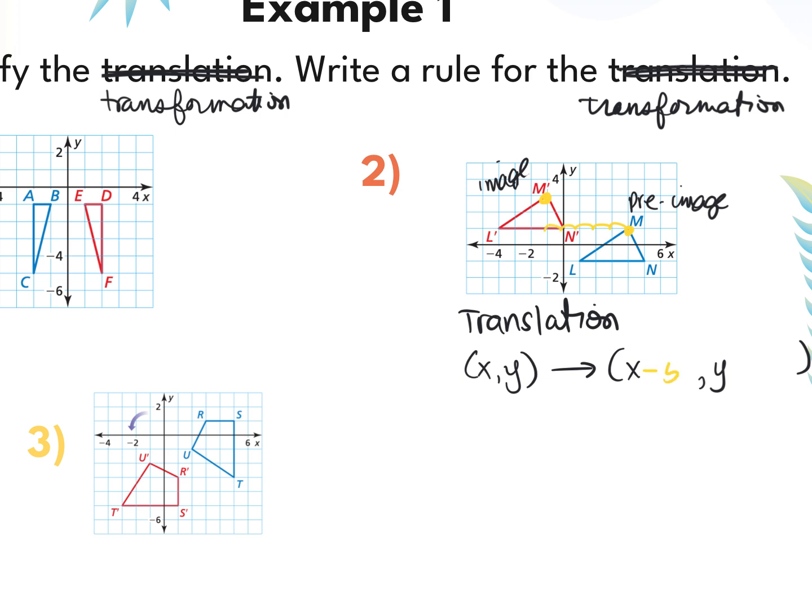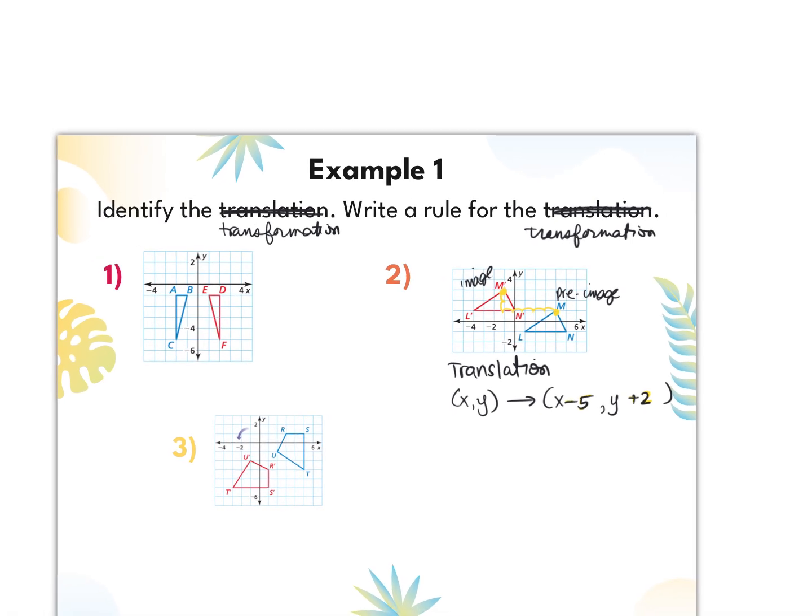So that's -5. And I went up 2 units, which means that's +2. So x minus 5 and y plus 2 is the rule for this problem. So it's a translation, and that's the type of transformation that it is, and the rule is that it was left 5 and up 2.